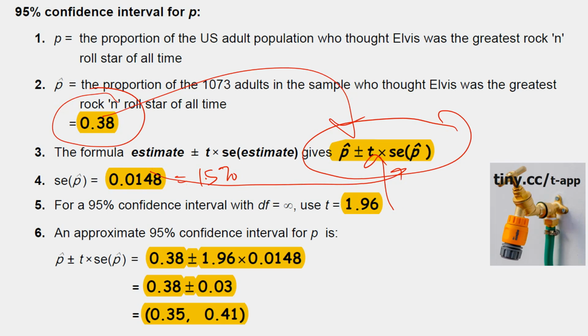Okay, so here's what I got. We want to do this part of the calculation first. Remember, the T multiplier really wants to get multiplied, so do the multiplication first. And that gets us 0.03 or 3%, which is our margin of error. Add it on, subtract it off, and we get our confidence interval, 35% up to 41%.